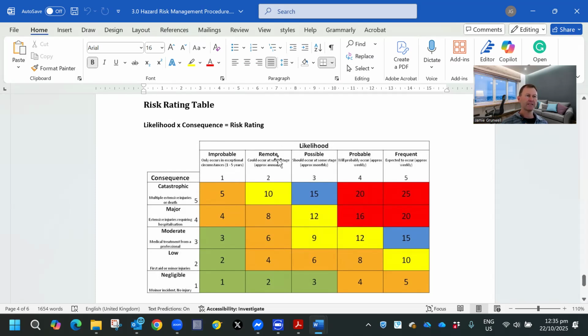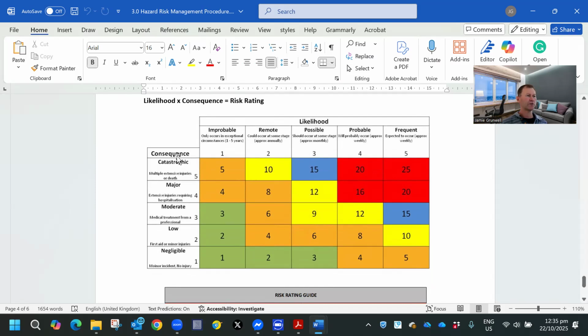Is it remote? Is the hazard remote? Could occur at some stage approximately annually. Is it likelihood? Is it possible? Could occur at some stage approximately monthly. Is it probable? Will probably occur approximately weekly. Or is it frequent? The hazard will occur frequently on a weekly basis or a daily basis.